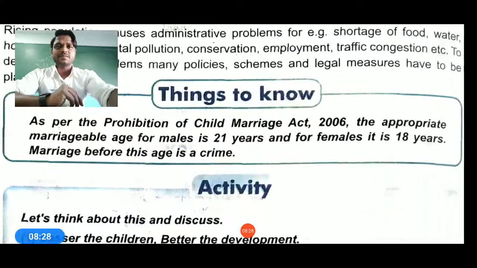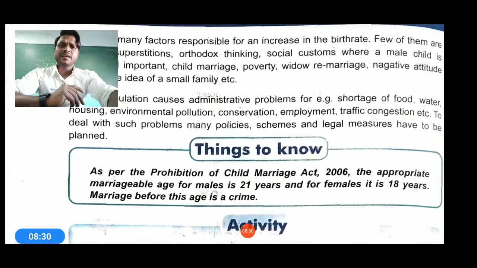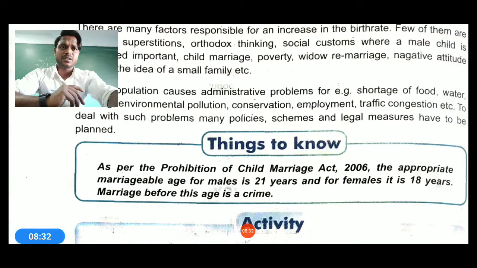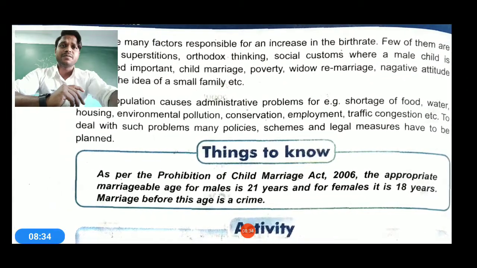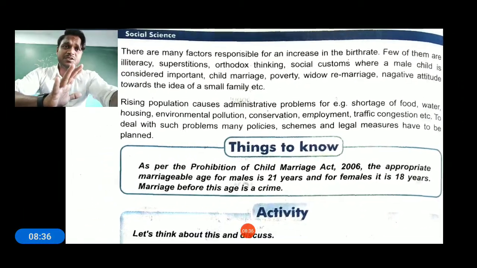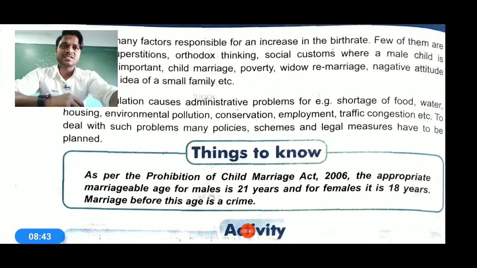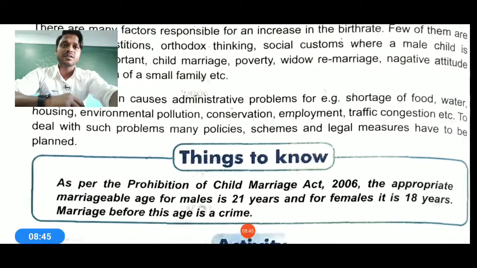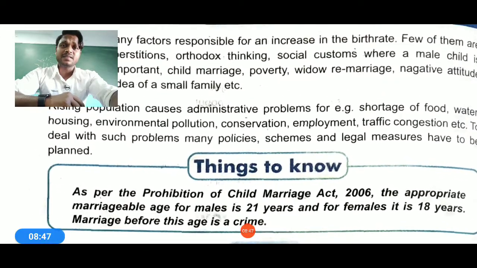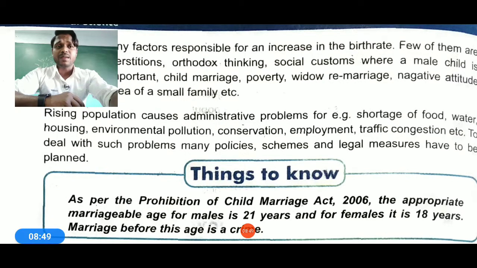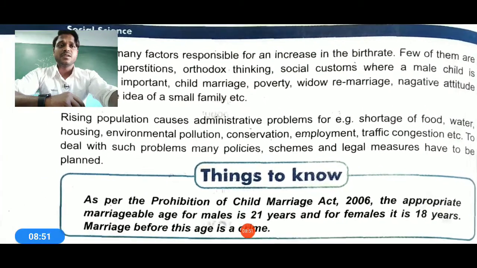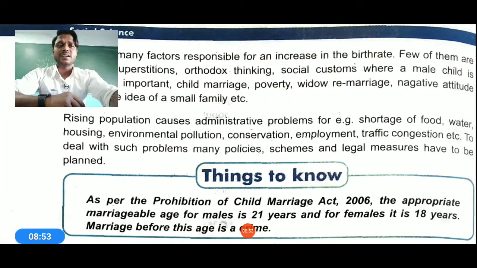Moving to the next page. Here we can say these are the factors which are responsible for the increase in the birth rate also. Few of them are superstitions, illiteracy, orthodox thinking about social customs, and also thinking about the male child. That is how we can say child marriages are also one of the reasons for the poverty development as well as the negative impact on society and population increasing also. So these are the basic things which we are understanding in this lecture.